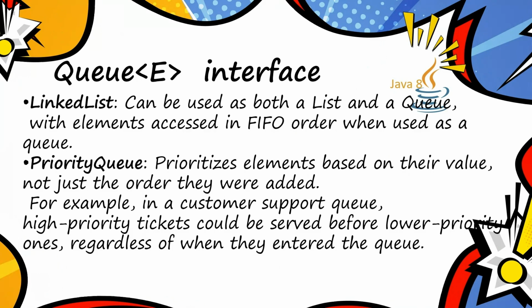For example, in a customer support queue, high priority tickets could be served before low priority ones, regardless of when they enter the queue. Queues are often used in scenarios where ordering by arrival or priority is essential, such as task scheduling in an operating system or managing printing jobs.